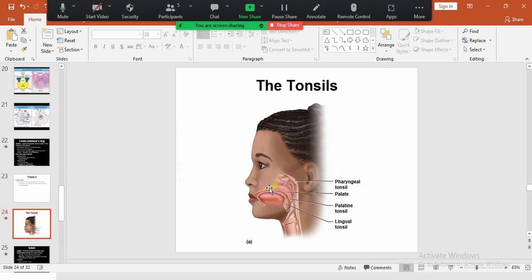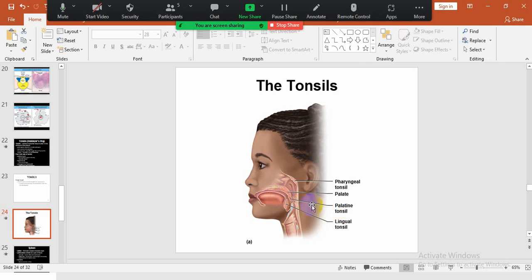We have the palate, and you have been seeing posters on cleft palate repair. The palate is what? The roof of your mouth. When you open your mouth, the roof of it is called the palate. So we have the soft palate and the hard palate. Getting into the throat is called the soft palate.